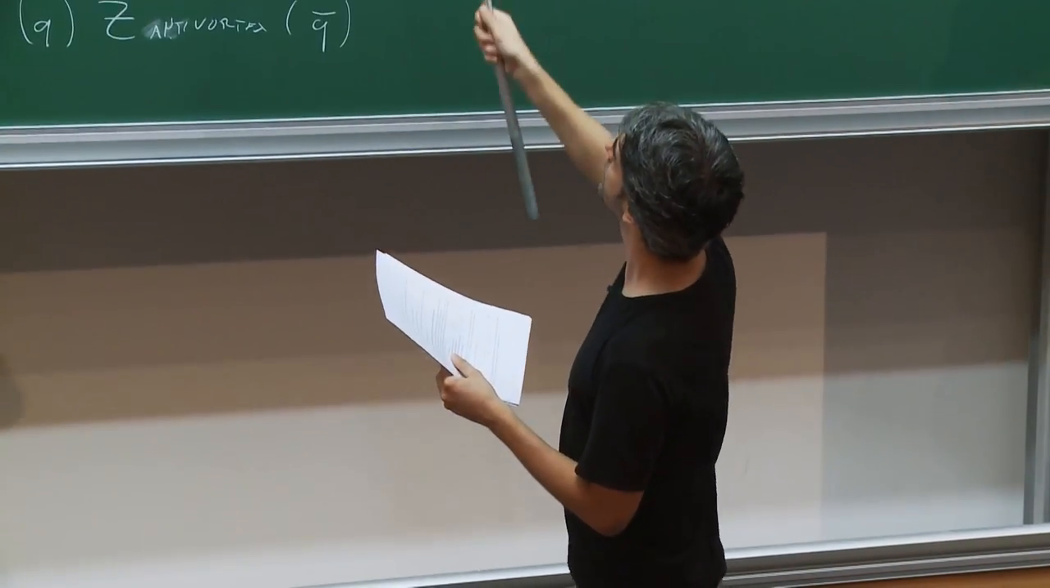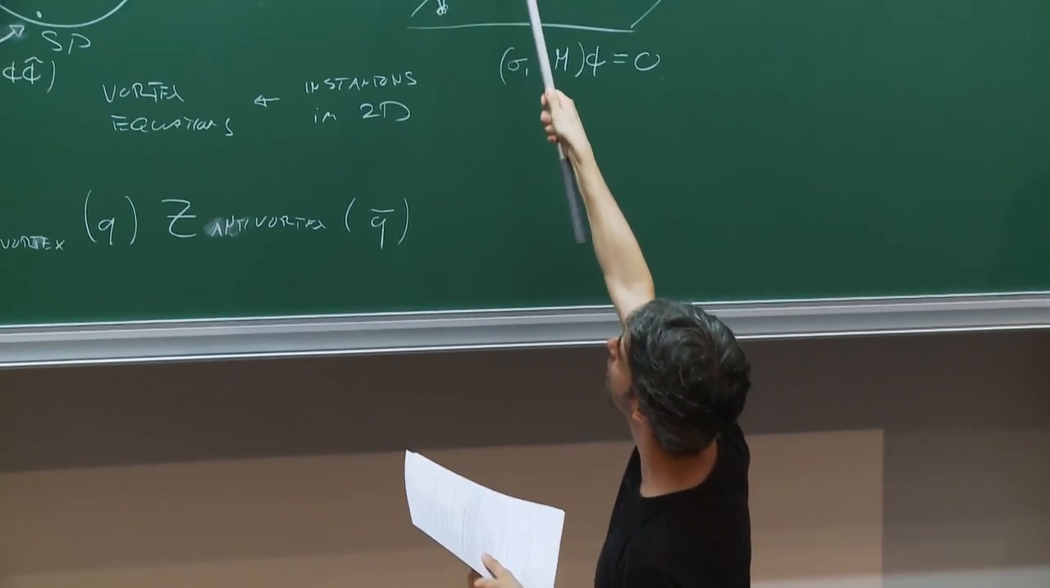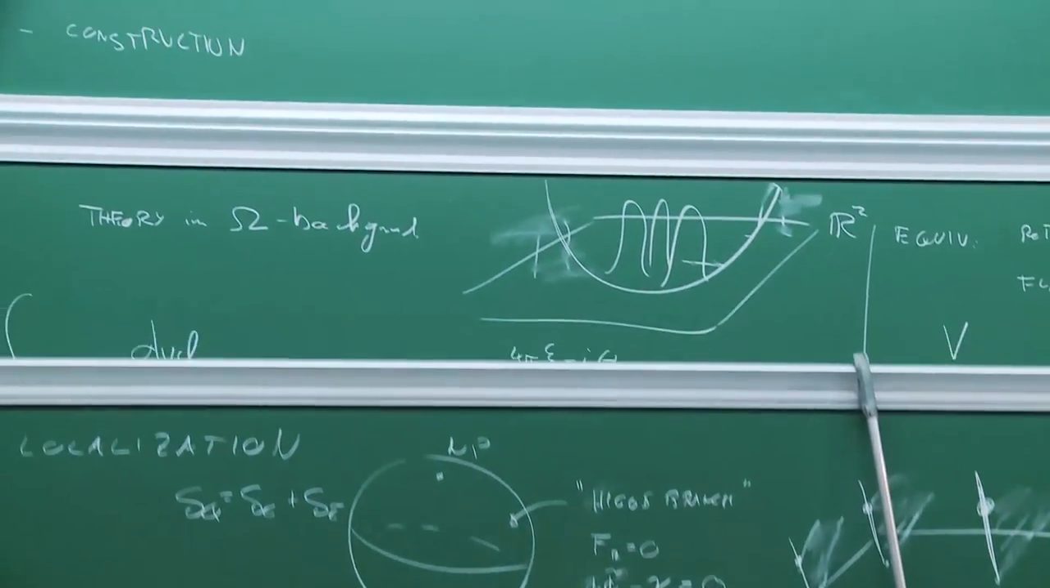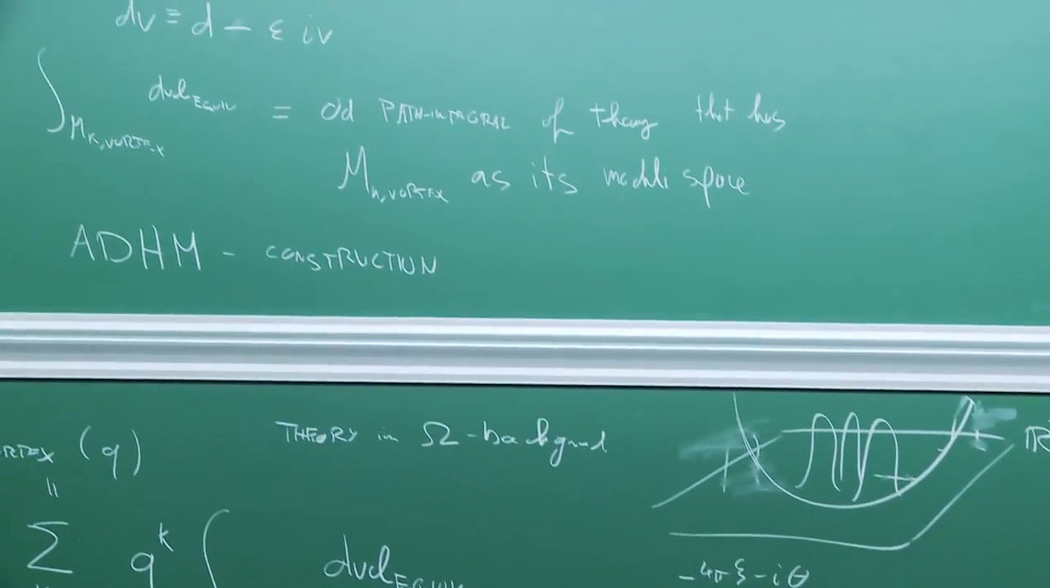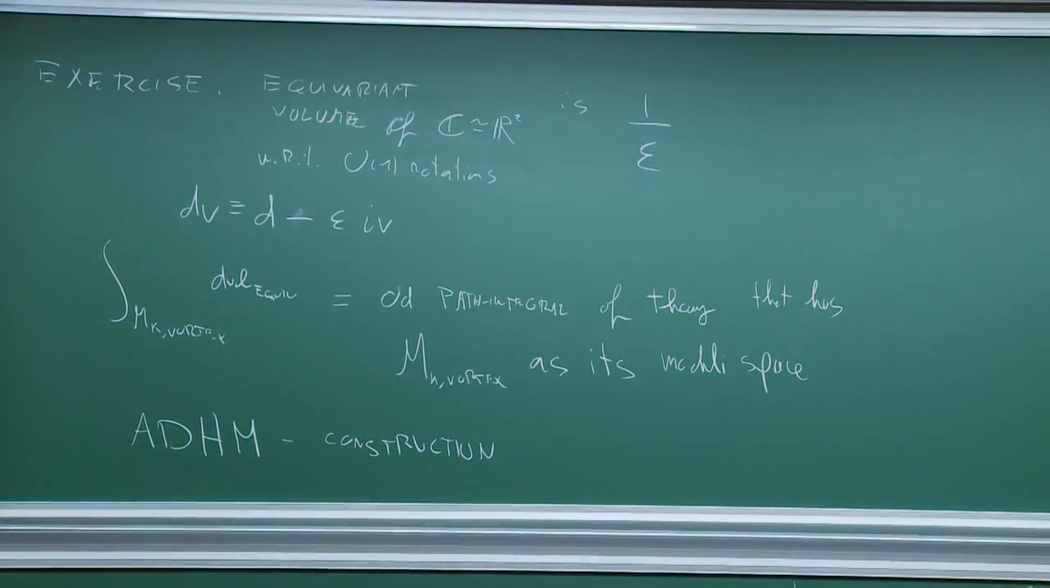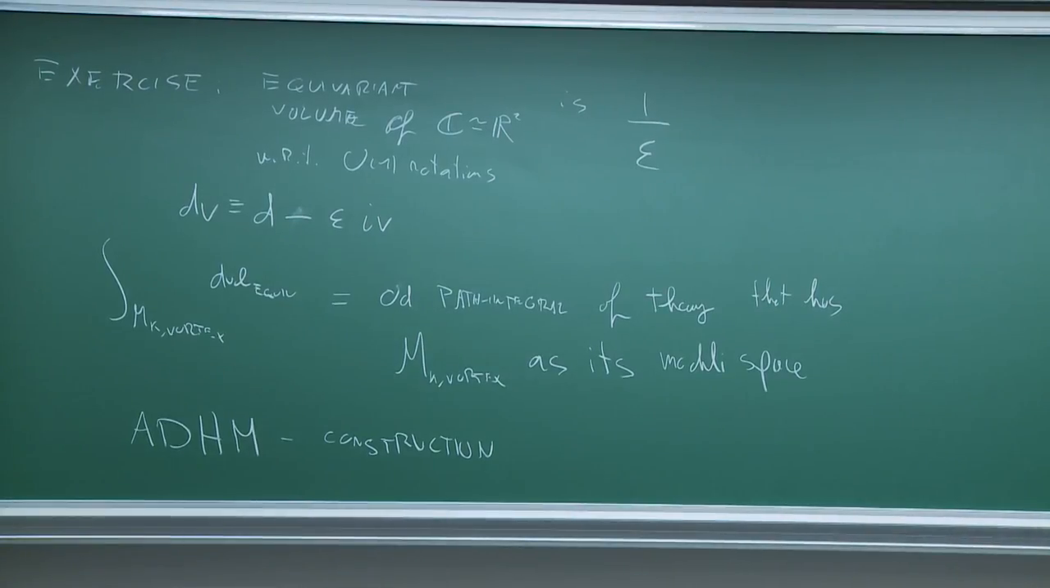And now, of course, the problem here is that we need to know what this theory is. And there is no algorithm to do that, as far as I know. And so one can discuss some examples in which we know the ADHM construction, but we cannot apply it in general if you don't know the ADHM construction. The same comment applies to instantons, of course.